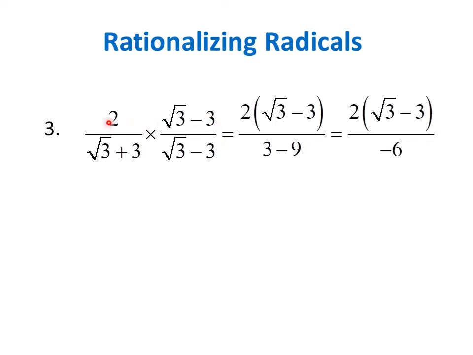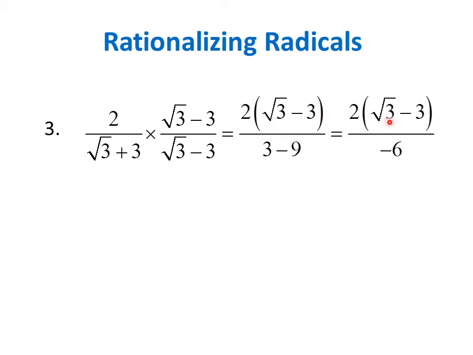Okay, so let's multiply the numerators. Let's distribute, so that is 2 times the binomial, square root of 3 minus 3. In the denominator, we know that the product of these two binomials, square root of 3 plus 3 and square root of 3 minus 3, is the square of each term, and then you have a difference. So the square of square root of 3 is 3, and the square of 3 is 9, and again the operation should be minus.